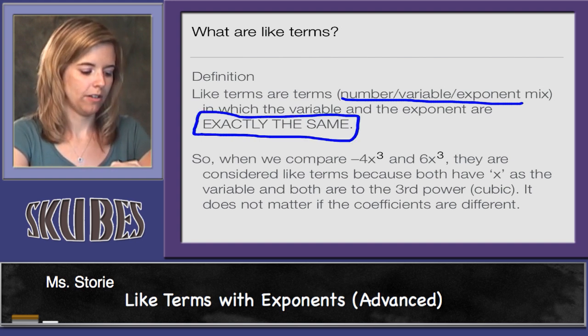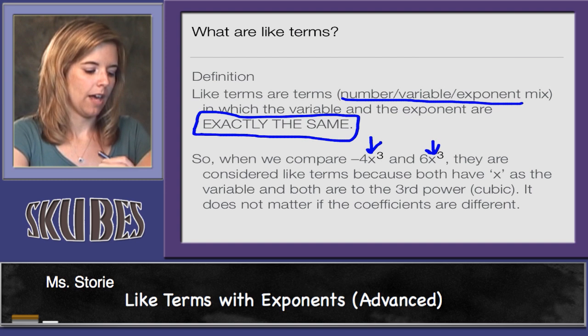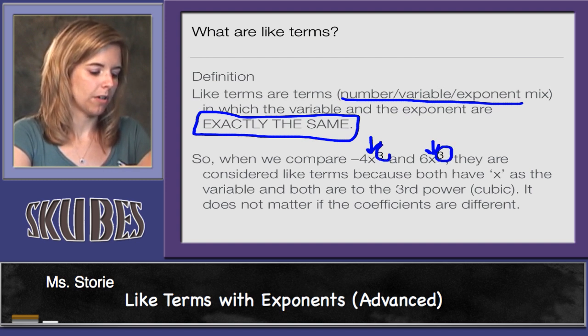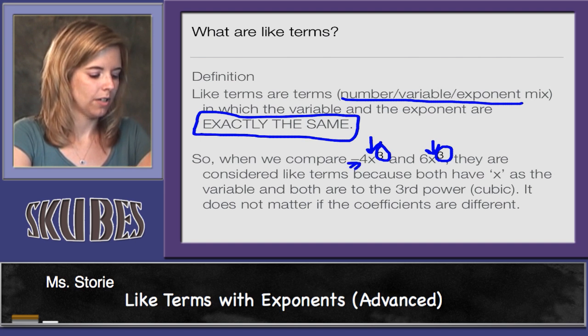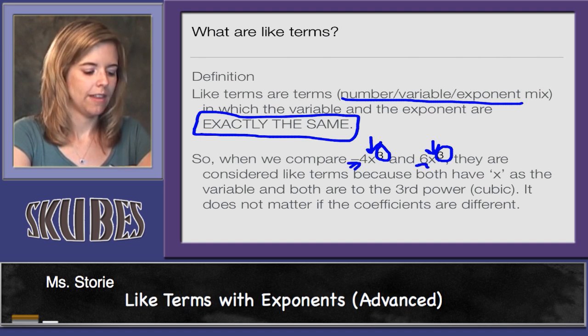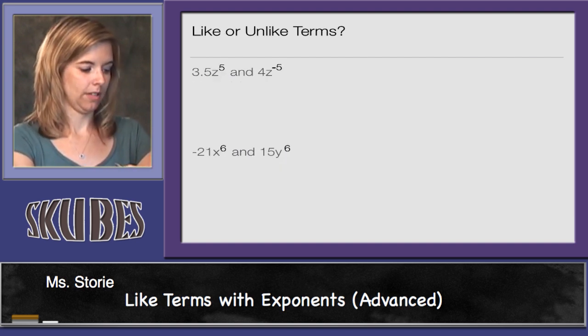So when we compare negative 4x cubed and 6x cubed, they're considered like terms because both have the variable x, and both are to the third power. They're both cubic. And it doesn't matter at all what the coefficients are doing. Right there, the negative 4 and the 6, that doesn't determine like terms. The variable and the exponent do. So let's take a look.